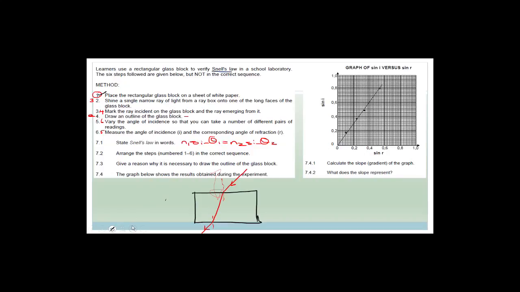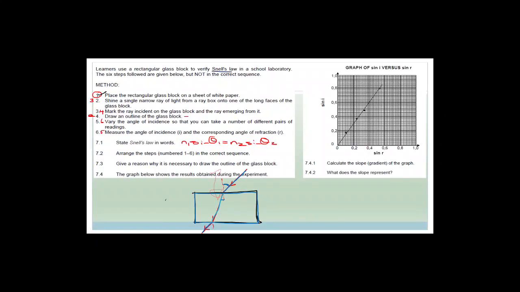But what we're going to do is we're going to measure this angle here, and we're going to measure this angle here. So what we're going to do is we're going to draw the outline of the block on the piece of paper, right? Then, when the light is shining on it, we're going to draw this line, and we're going to draw this line. Then we're going to move the glass block, so it's gone.